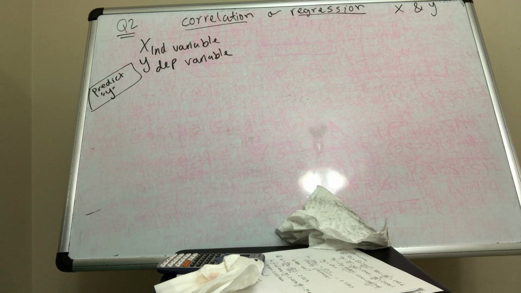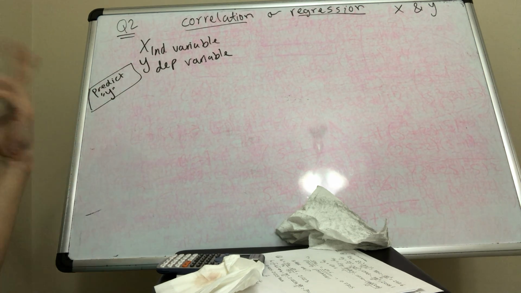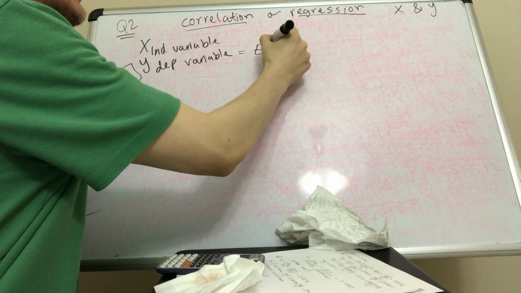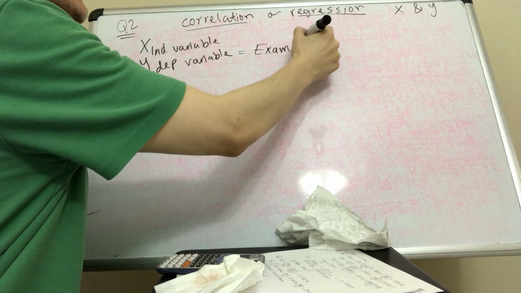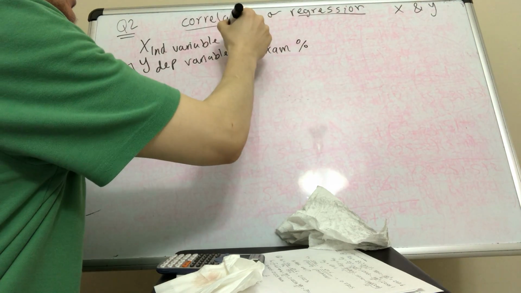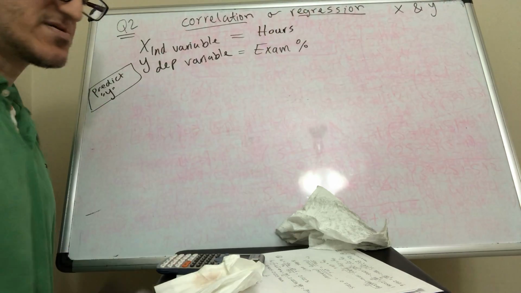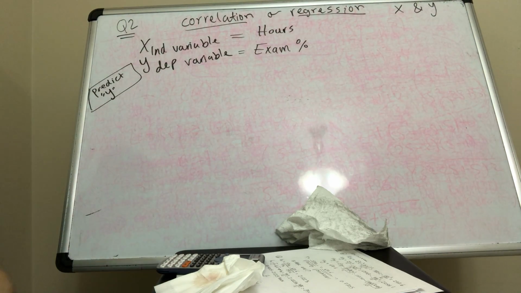For example, in this one, in E, what mark do you predict A will get in the exam? So exam mark is what's being predicted. So this is exam percentage. And the X variable would be the other one, number of hours.